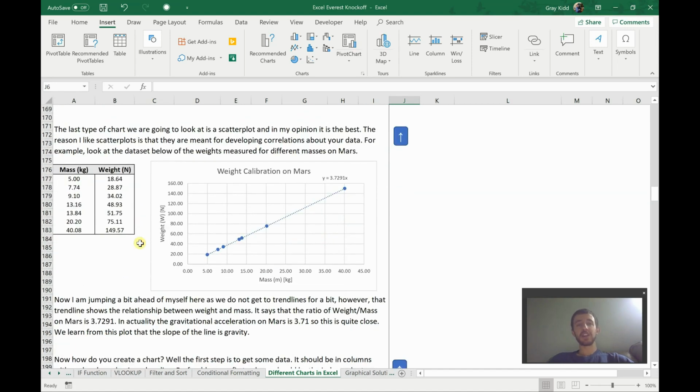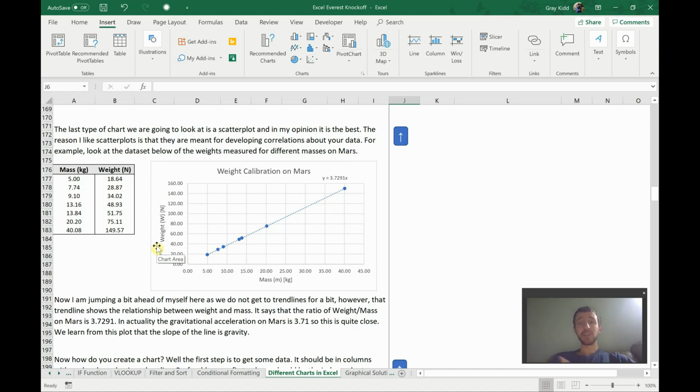Okay, last type of chart is called a scatterplot. It's a scatterplot because it's little dots right here. We use it usually to develop correlations. Like in this case, let's say you're doing some sort of weight calibration on Mars. You'll do a bunch of measurements, you'll have known masses, you'll set them on your scale, and for those masses you'll then measure a weight. Here's how much it weighs, here's how much it weighs.